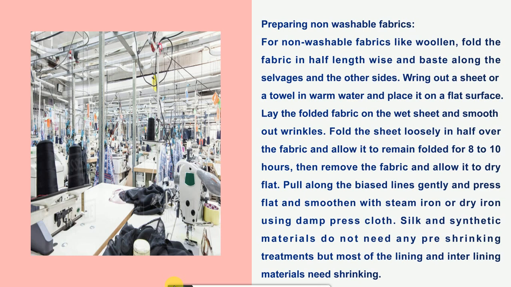Then remove the fabric and allow it to dry flat. Pull along the biased lines gently and press flat and smooth with a steam iron, or a dry iron using a damp press cloth. Silk and synthetic materials do not need any pre-shrinking treatments, but most of the lining and interlining materials need shrinking.